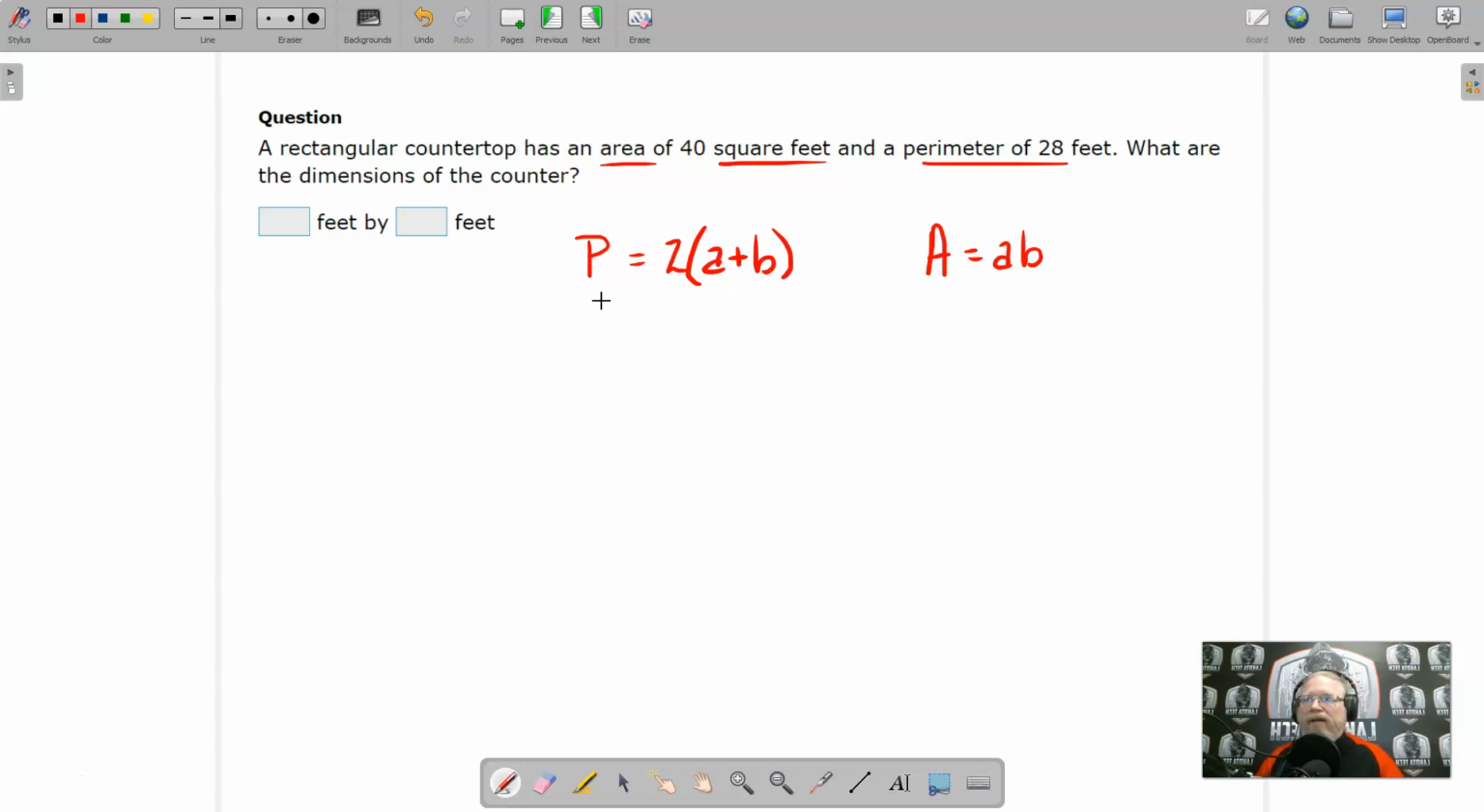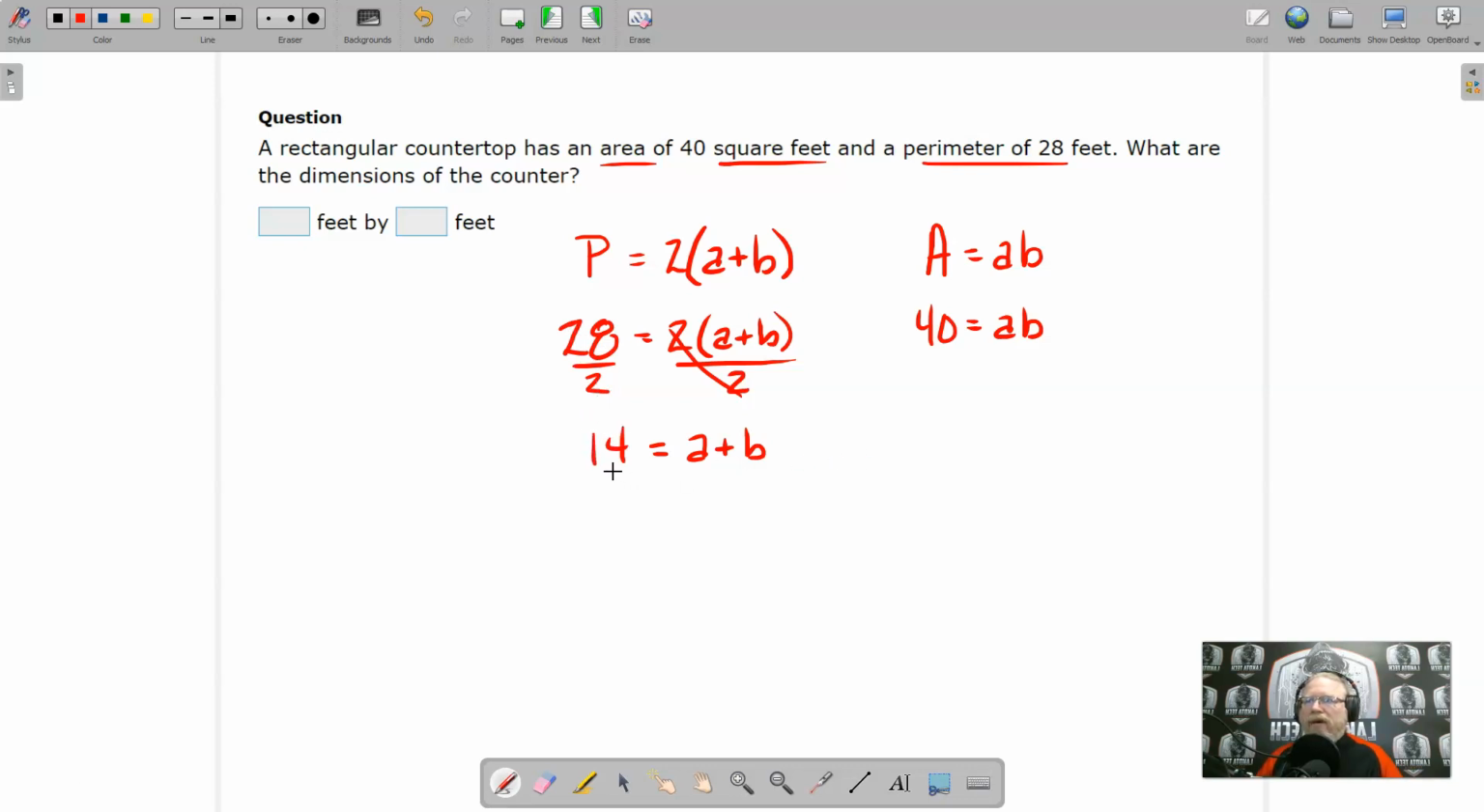So we're going to plug in the values that they give us here. The perimeter is 28, so 28 equals 2 times A plus B. And over here we have an area of 40, so 40 is equal to A times B. Now we can get rid of this 2 by dividing by 2, right? What we do to one side, we do to the other. So the 2's cancel, and we're just left with A plus B. And 28 divided by 2 should be what, 14, right?